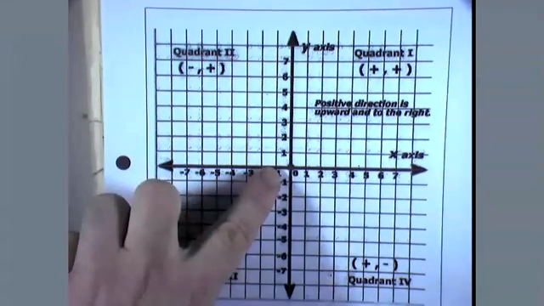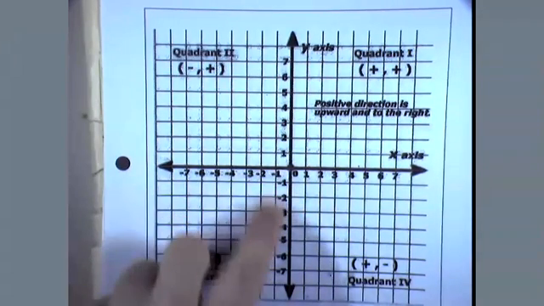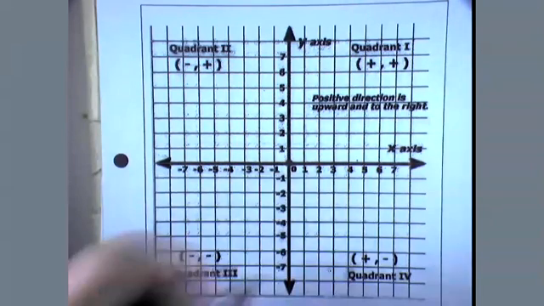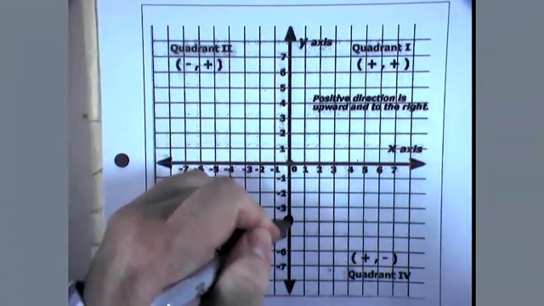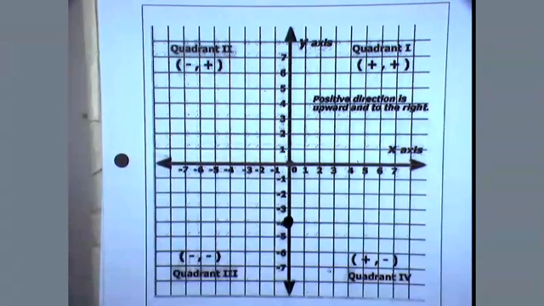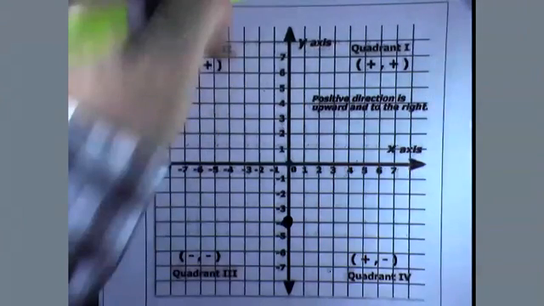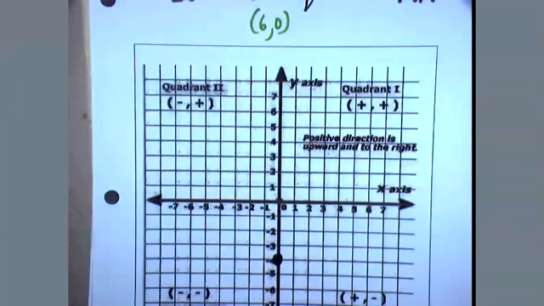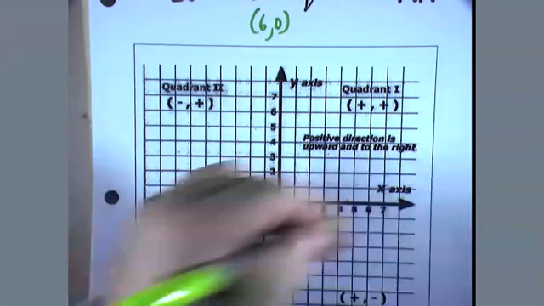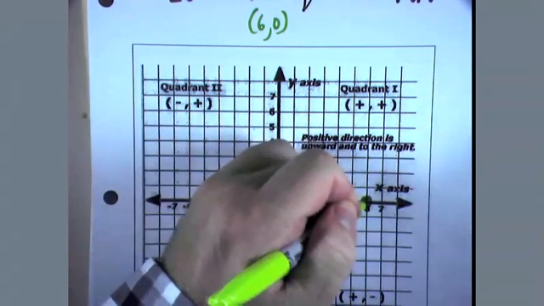The y-coordinate is negative 4. So that means we go just strictly down 4 spots. The second ordered pair is (6, 0). That just means that we go to the right 6 spots, that's your x-coordinate. And since the y value is 0, we don't move up or down at all. So 6 to the right and then stop.